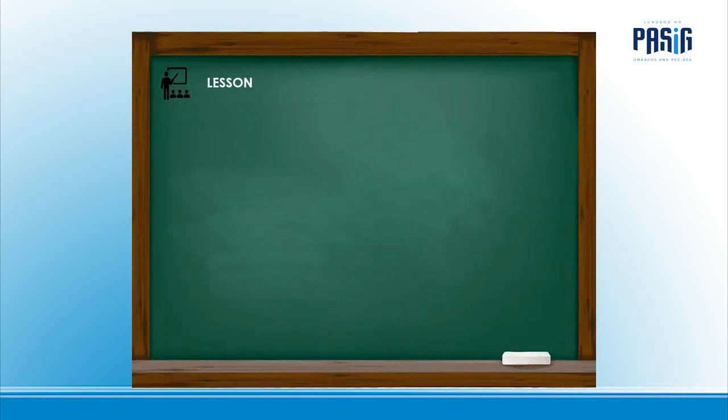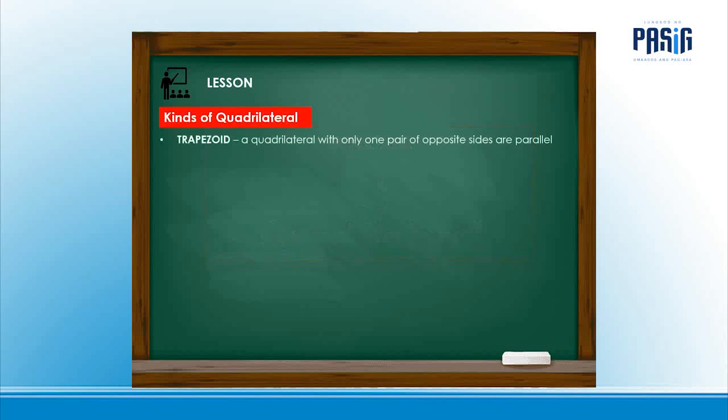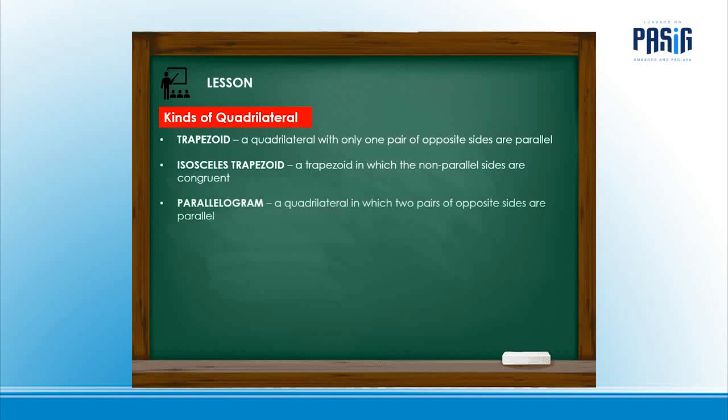Now, let us go back to the definitions of the different kinds of quadrilaterals. Kinds of quadrilateral. Trapezoid. It is a quadrilateral with only one pair of opposite sides parallel. Isosceles trapezoid. It is a trapezoid in which the non-parallel sides are congruent. Parallelogram. It is a quadrilateral in which two pairs of opposite sides are parallel.